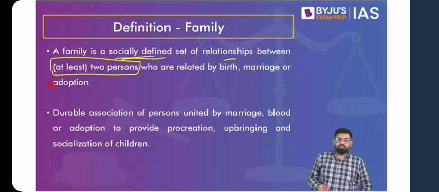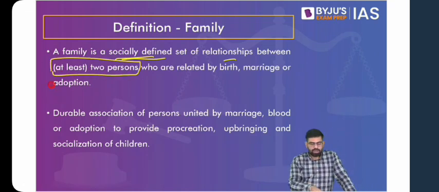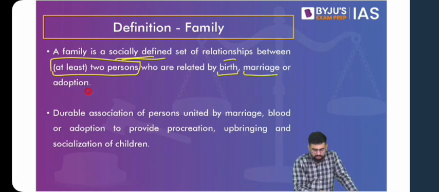But again, with changing times, the definition is evolving. I'll come to that. For now, you can think about a set of relationships between at least two people, which can be related either by birth, marriage, or adoption. How? Just look at a family.